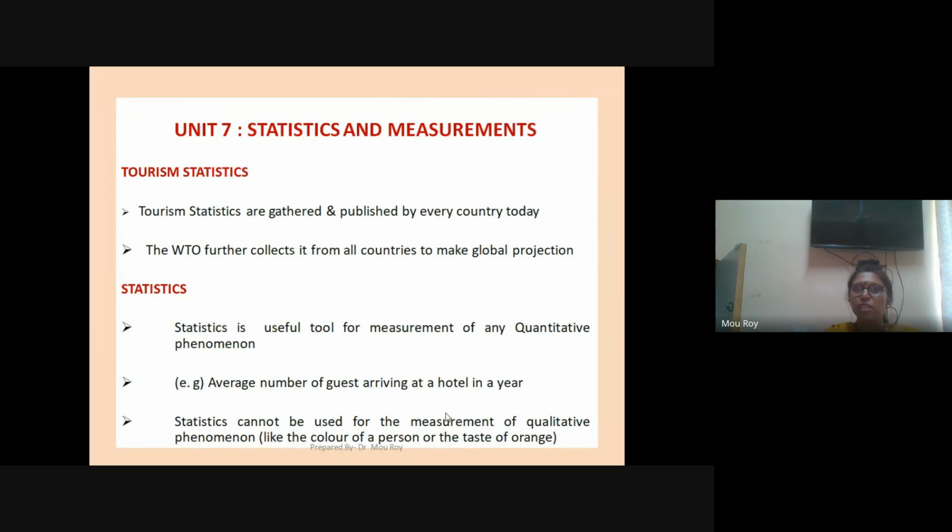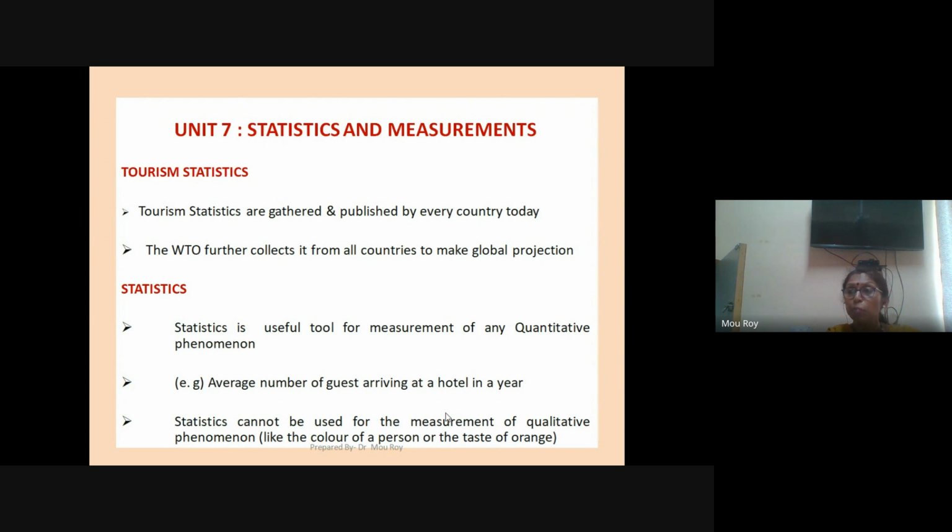Once you visit the website, you'll get all the statistics. Nowadays, everybody depends on statistics. You visit a destination, you see what type of hotels are there, then you want to see the reviews. How is this being done? It is being done through statistics only.